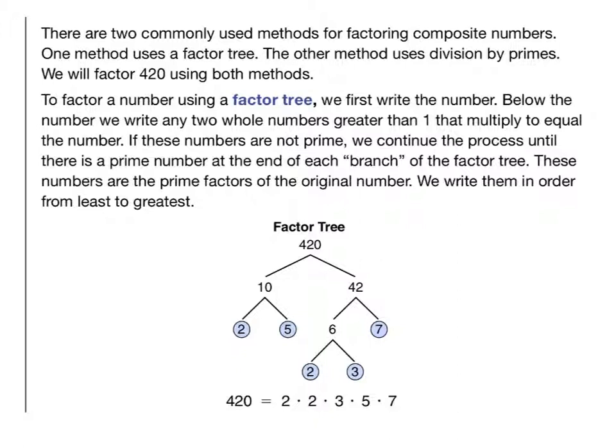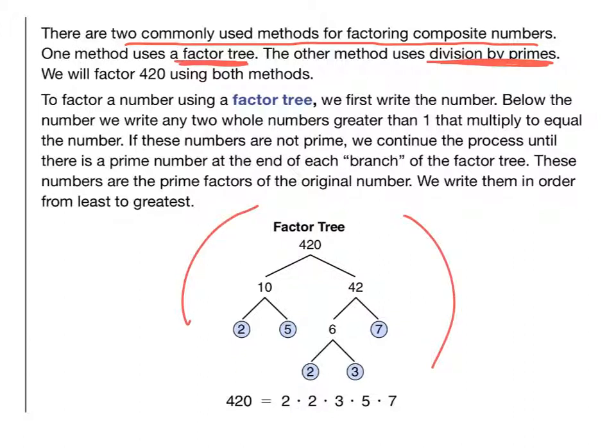All right, there are 2 different methods for doing a factor tree for finding prime factors. So 2 commonly used methods for factoring composite numbers. One is called the factor tree, and the other is called division by primes. So we want to write both of those down. The factor tree, it looks like this. So this is a factor tree for 420. So write down factor tree and this example.